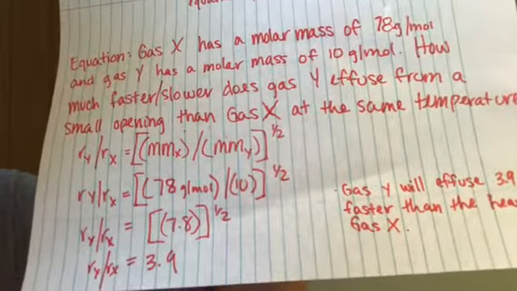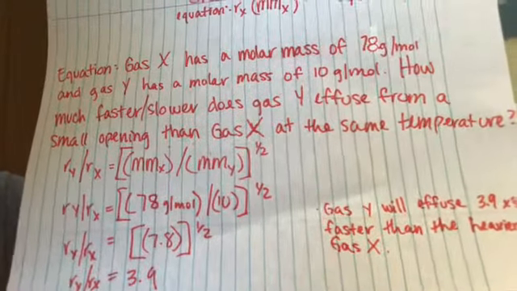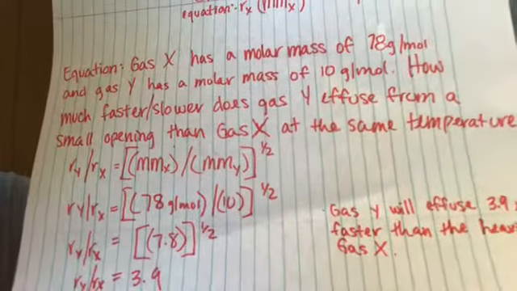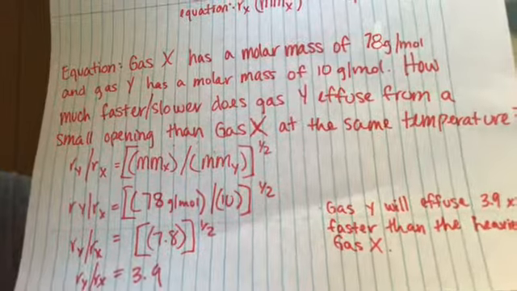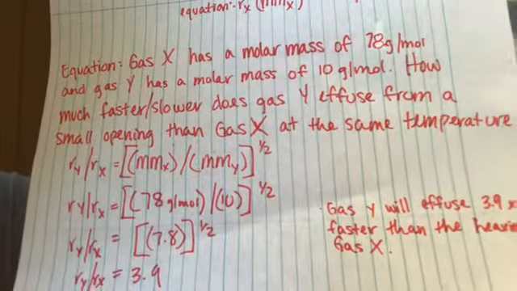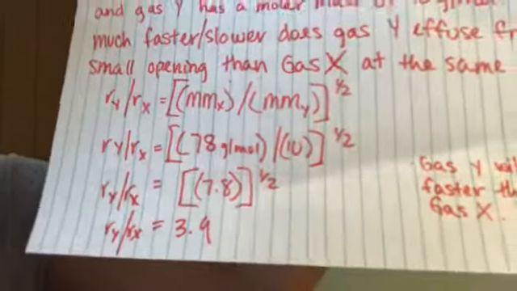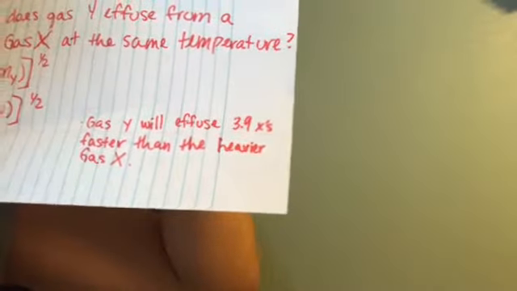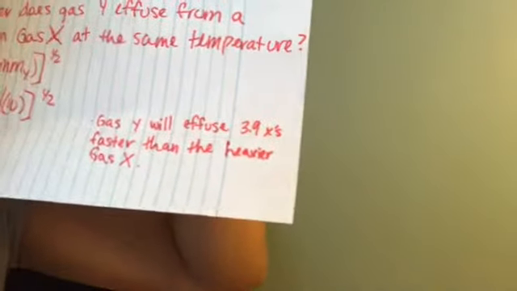We simplify that first because everything that's in the parentheses goes first, and then everything in the brackets. So we have 7.8 in brackets to the power of a half, and right here we get that the answer is 3.9. So gas Y will effuse 3.9 times faster than the heavier gas X.